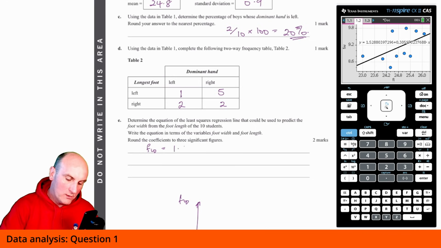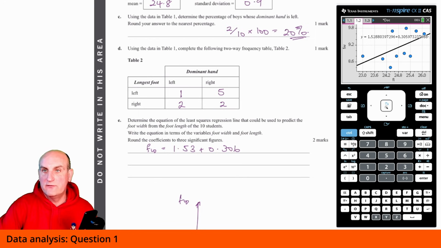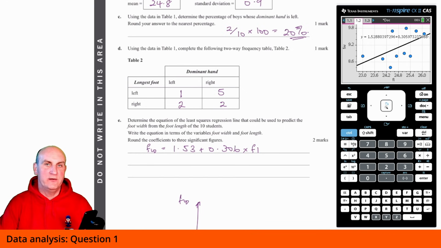1.53. So 1.53. Is that plus? Yep. 0.306. Let's just make sure that is definitely 0.306. Yep. Times foot length. There we go. Write the equation in terms of variable foot width and foot length. It says there, obviously I put FW and FL. You guys should write probably foot width and foot length. And so we have, fingers crossed, my 2 marks. There we go. Job done.